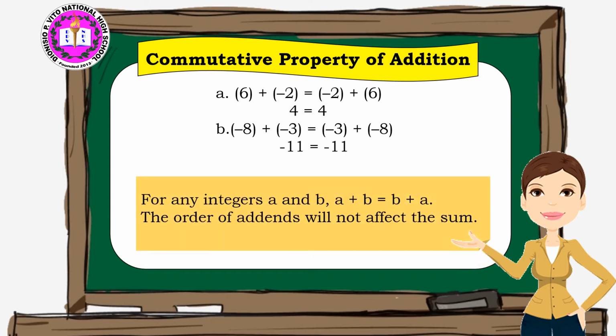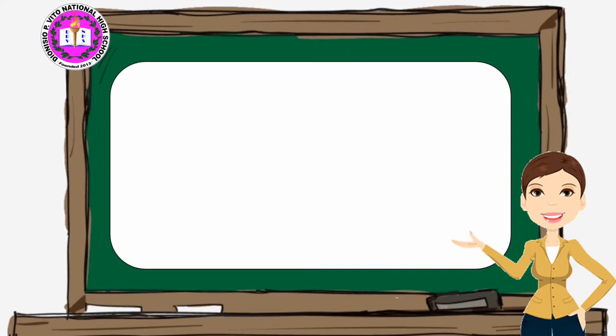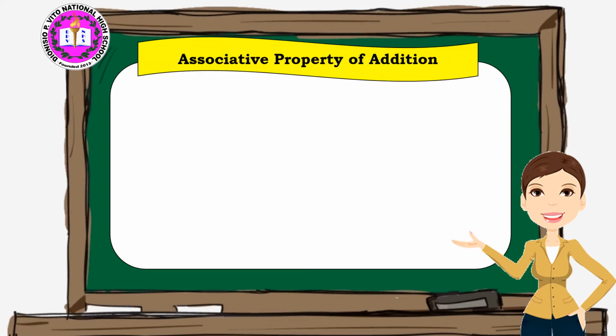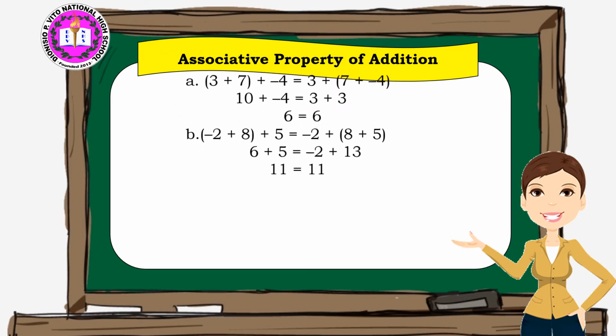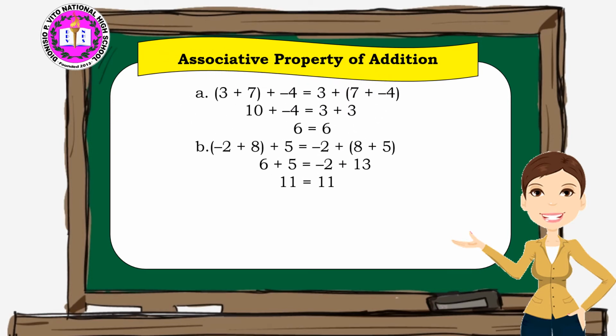For any integers a and b, a plus b is equal to b plus a. The order of addends will not affect the sum. Next property is associative property of addition. For example, we have 3 plus 7 plus negative 4.